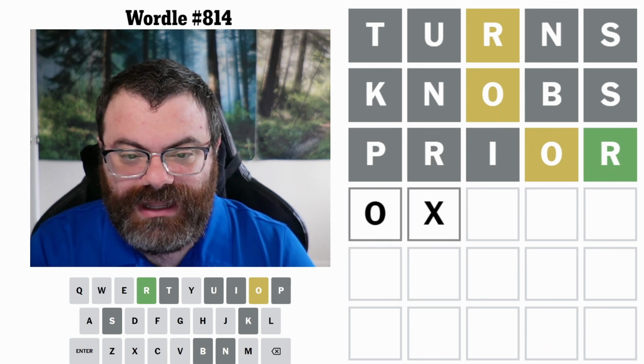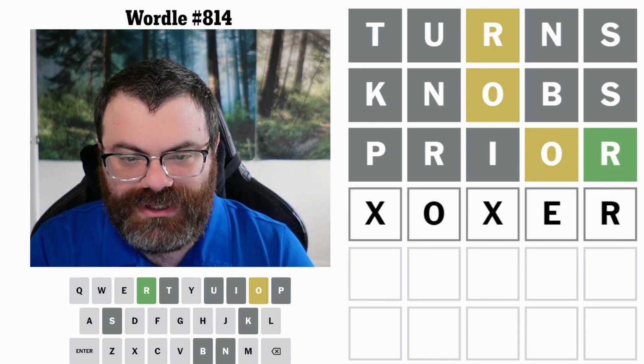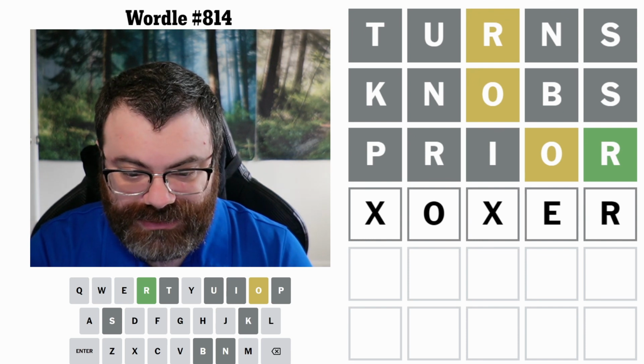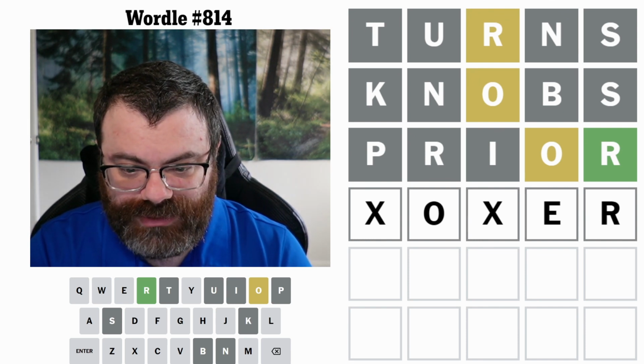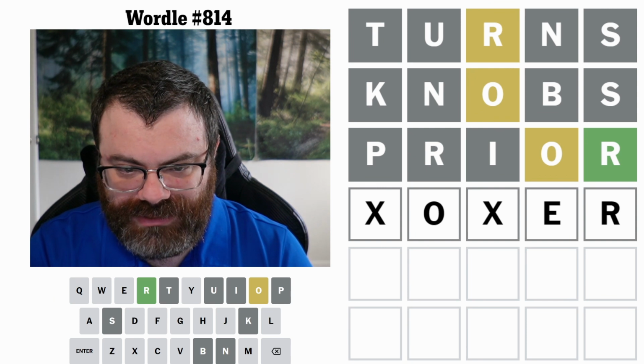Yeah, it's OER. But now we don't have to worry about P or double R, so that narrows it down a little bit. It could be lower or cower. So we need to think about the W in the middle.